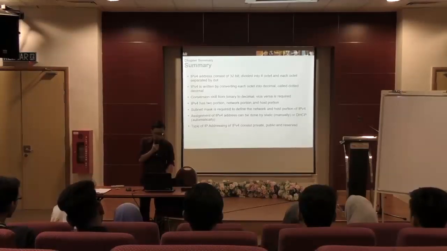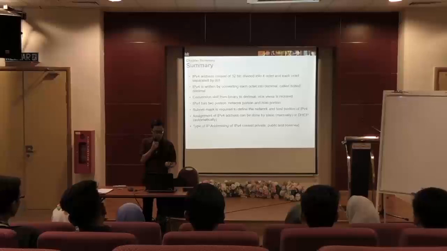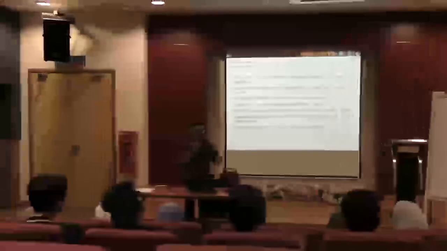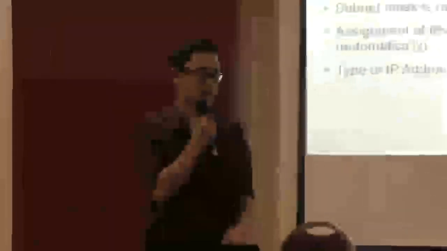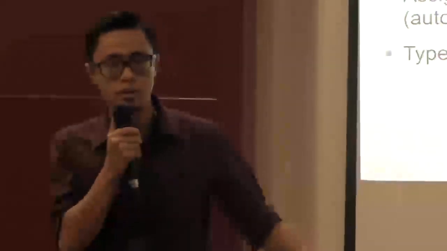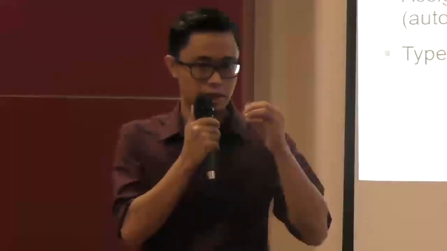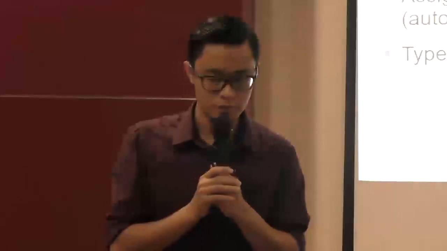Then the assignment of an IPv4 address can be done by static or DHCP. DHCP is the automatic one. Then lastly, the types of IPv4 address consist of private, public, and reserved. Okay, that's all for today. In the next meeting we will do some exercises about subnetting and how we calculate the IP address, and also IPv6. Okay, so thank you everyone.